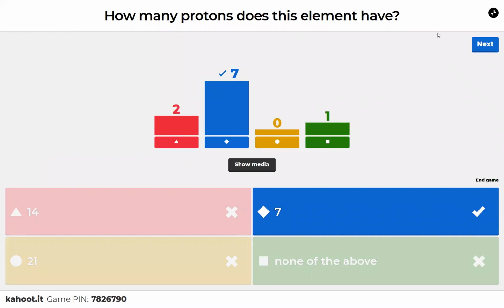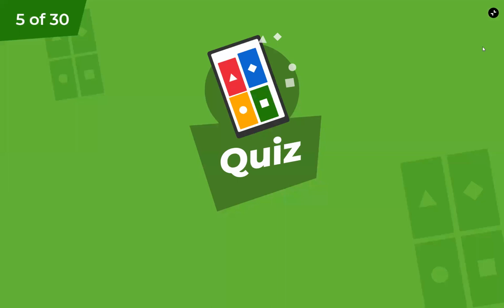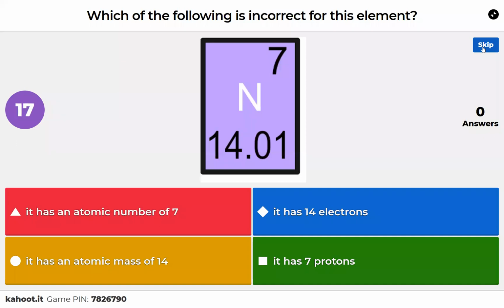Yes, very good. Atomic number. All right, let's keep going. Which of the following is false? Which of the following is false?